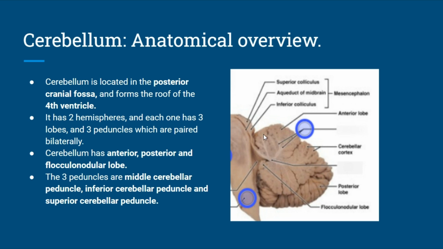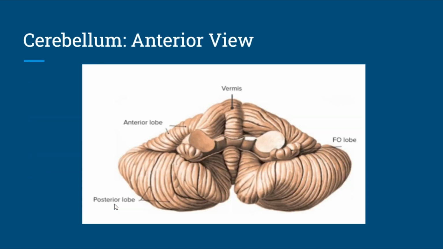So look here, this is the anterior lobe right here. This is the posterior lobe, which is the bigger one, and the flocculonodular lobe is right here. It's a very small structure. The three peduncles that connect the cerebellum are the middle cerebellar peduncle, the inferior cerebellar peduncle, and the superior cerebellar peduncle. We're going to look at that in detail in the coming slides.